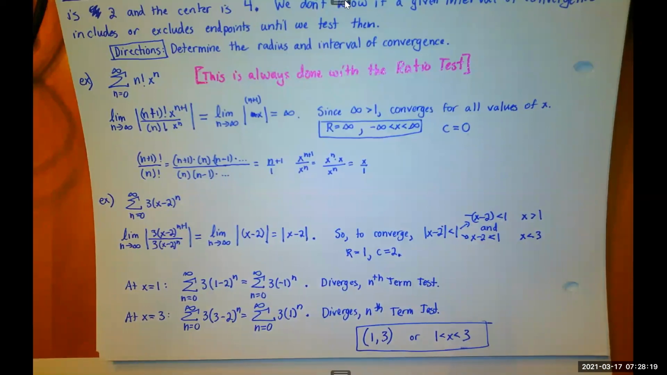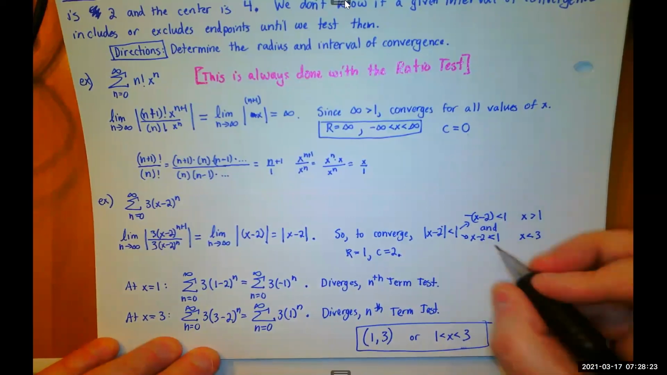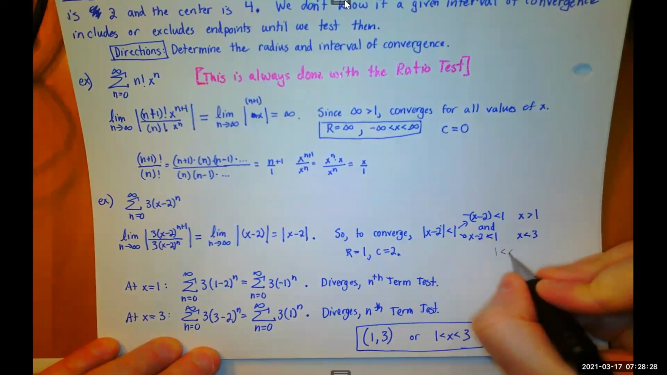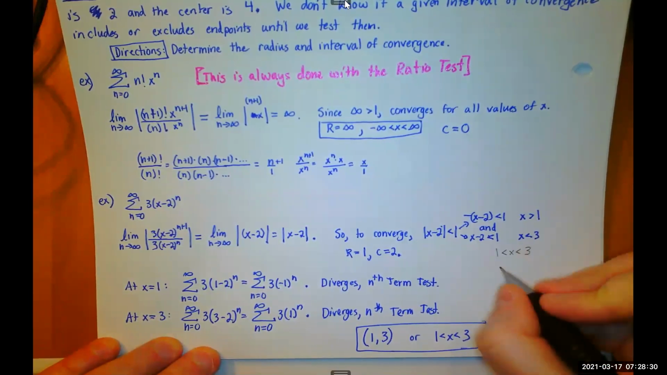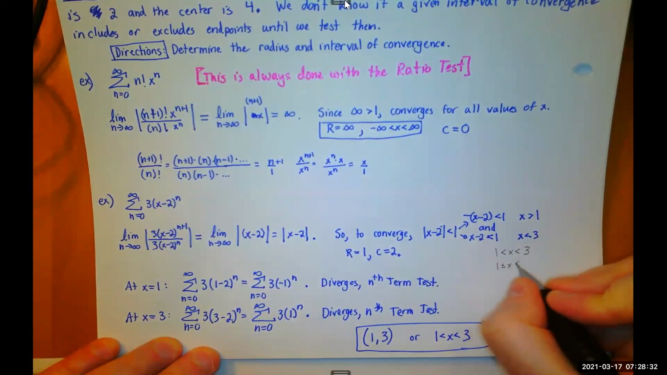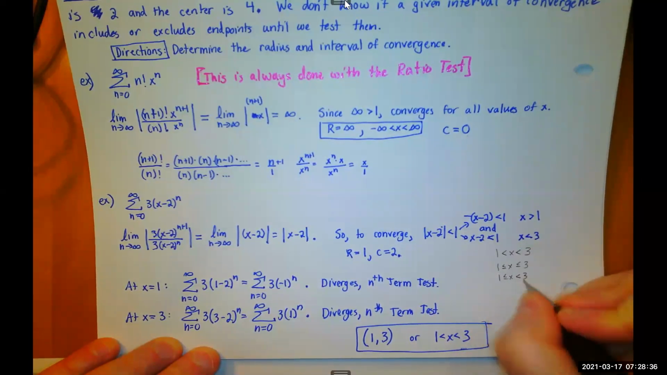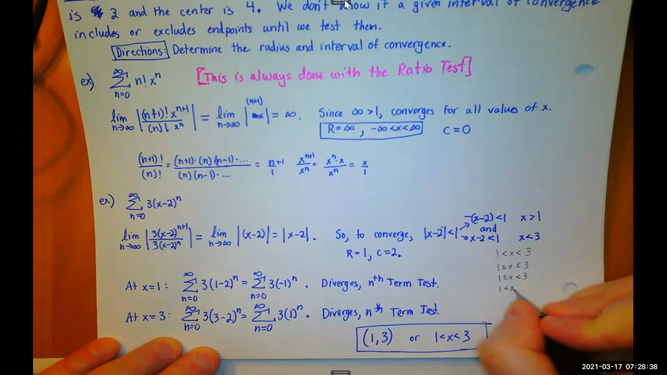So our interval is right now one of 4 things. It could be this. It could also be this. It could be this. Or it could be this.